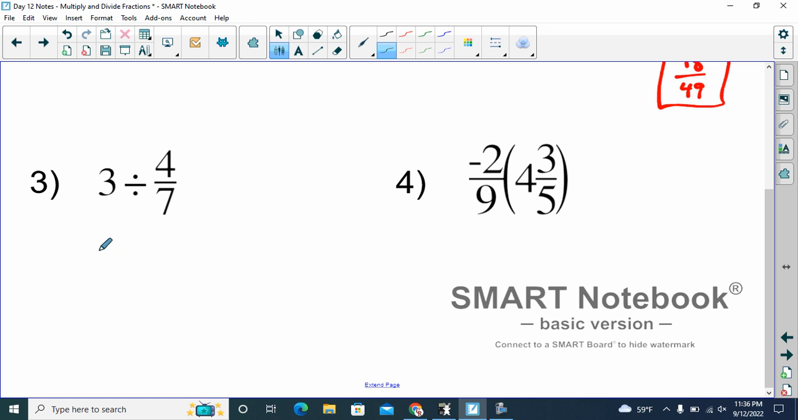Number 3, keep, change, flip. 3 might help to write as 3 over 1. I just get 21 over 4.